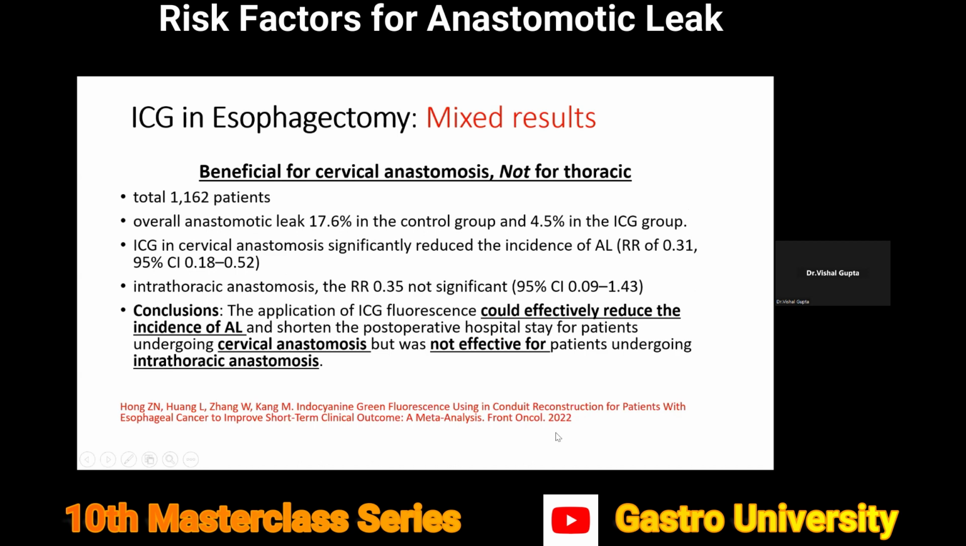Another meta-analysis published 2 years back shows that there is some benefit for the cervical anastomosis, but not for the thoracic anastomosis.